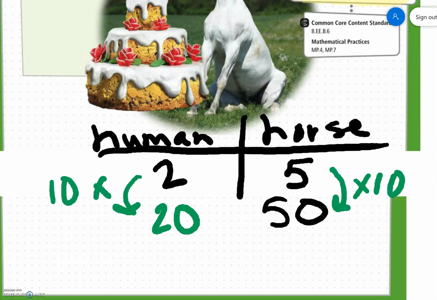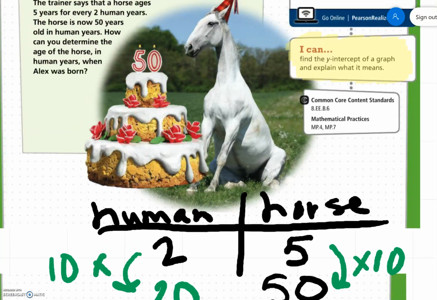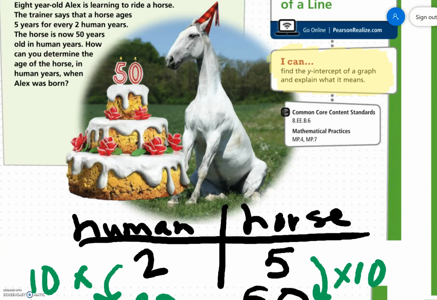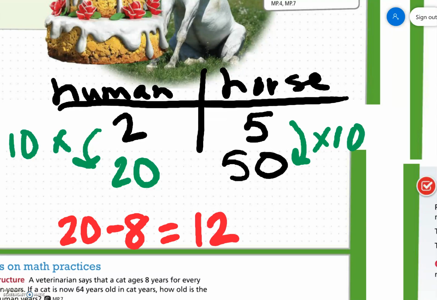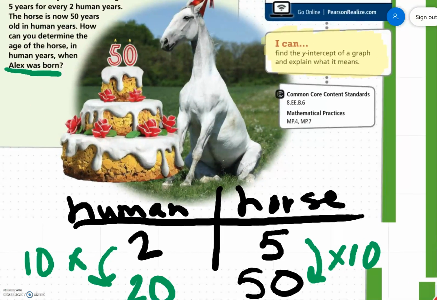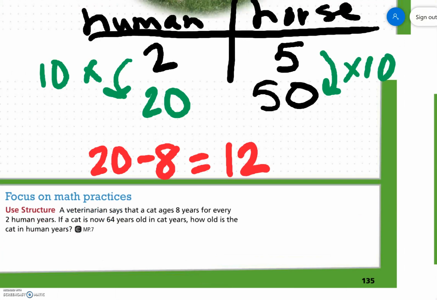So that means right now the horse is 20 years old in human years. Alex is 8 years old today, so Alex was born 8 years ago. So if we take 20 and subtract 8, that means the horse was 12 years old in human years when Alex was born.